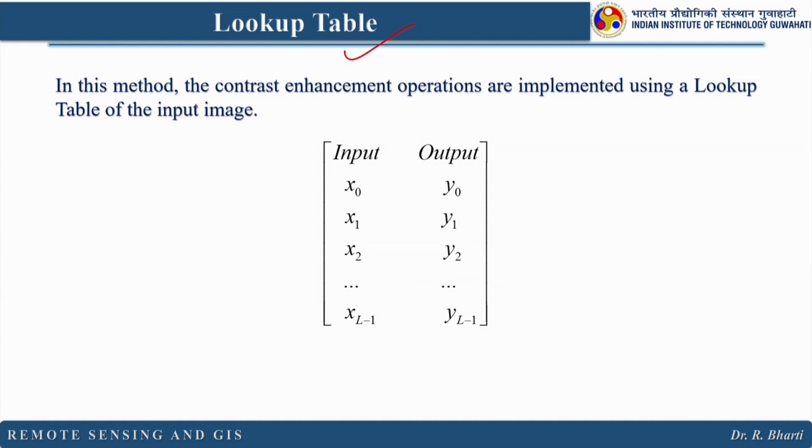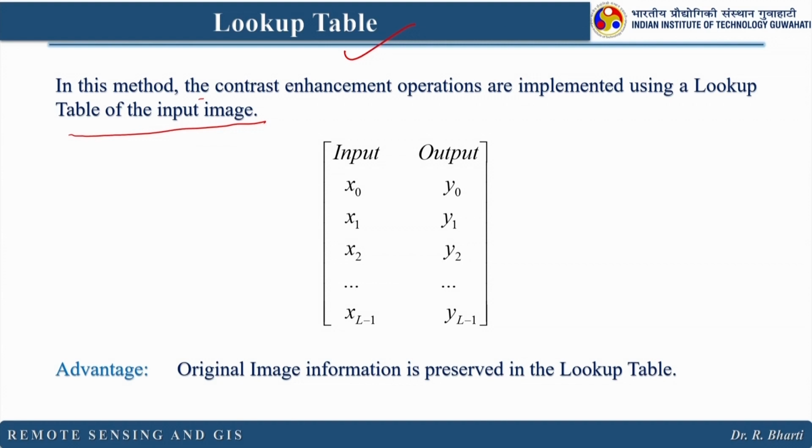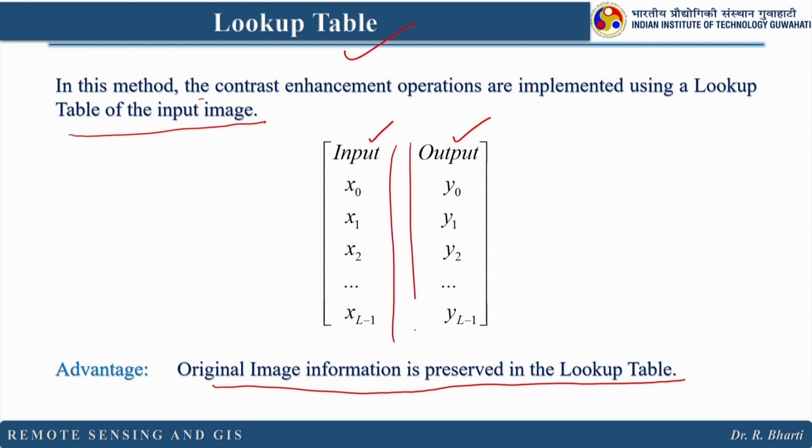So, in this method, the contrast enhancement operations are implemented using a lookup table of the input image, right. And the advantage is that the original image information is preserved in the lookup table. Here you can see that input and output values are saved, and in between you have your methods. So, what methods you have used? At any point of time you can go back to your original image, so you do not have to keep a backup of your image.